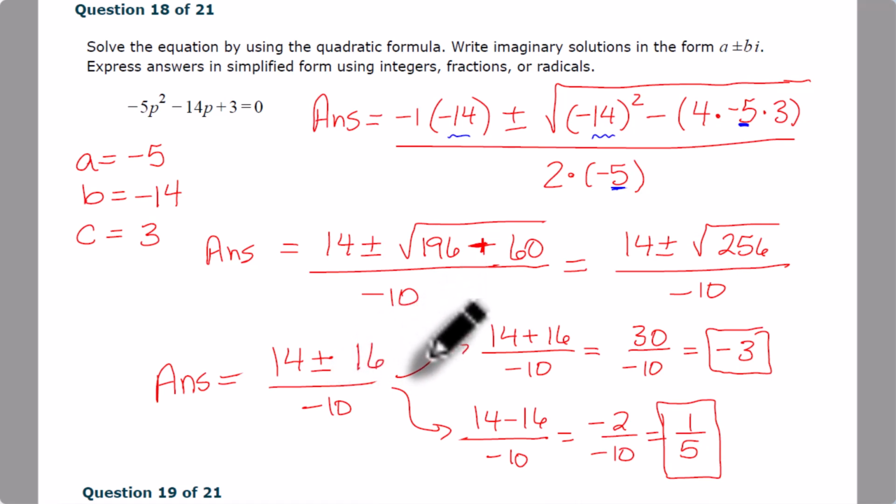And so again, I'm going to use the plus and I'm going to use the minus. All right, so you can see I just grind through that, giving me two answers.